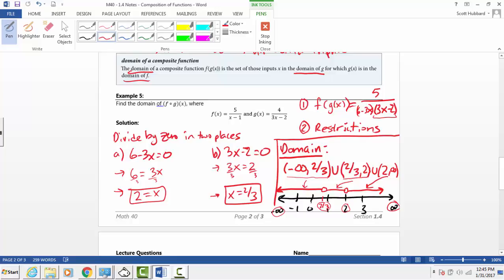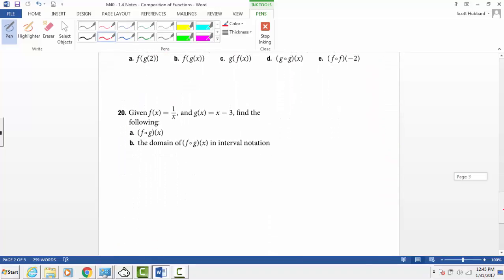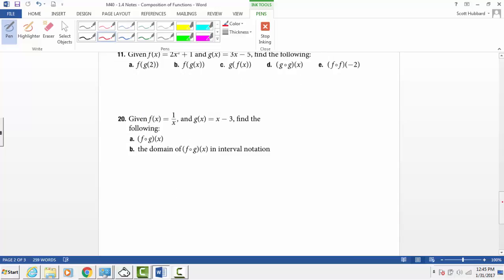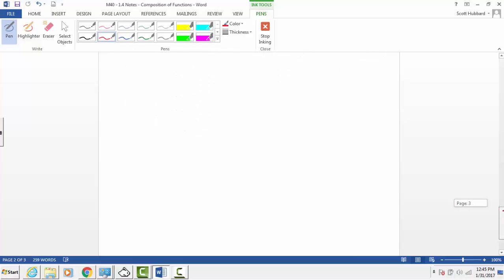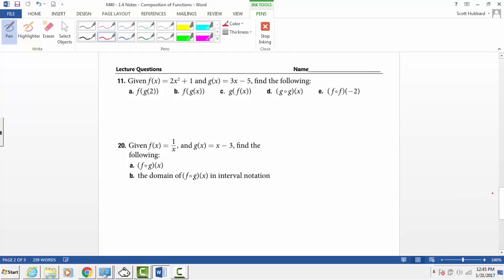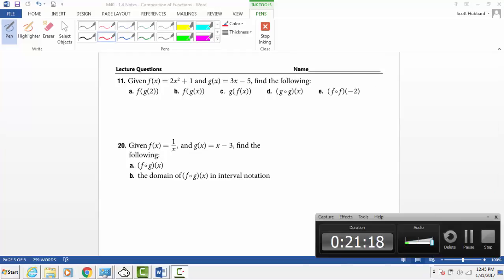And in general, just do those steps. Find the composition, and then find the restrictions that you now have from that new problem, the new function that you just made. I'll post the filled-in notes with it. I recommend giving you guys some to practice these and see if you can do them.